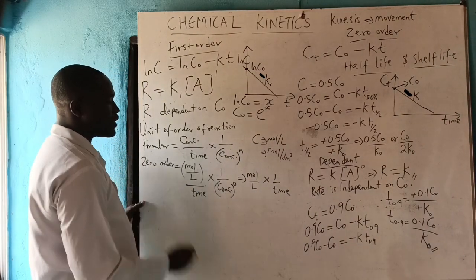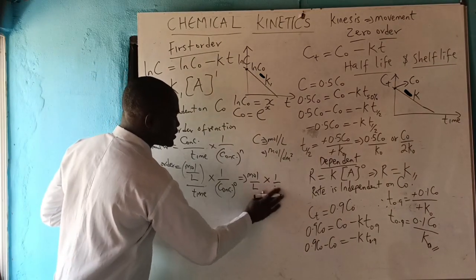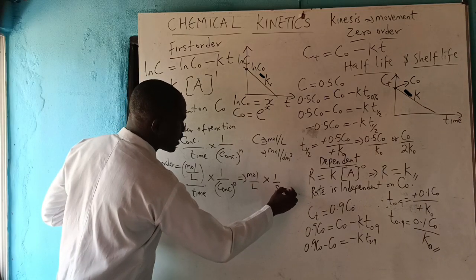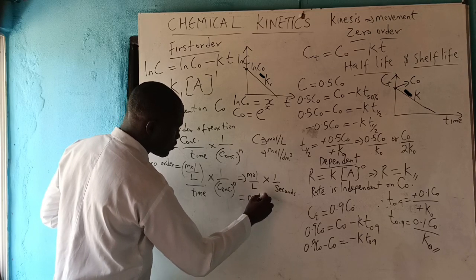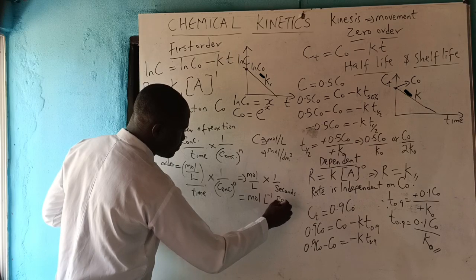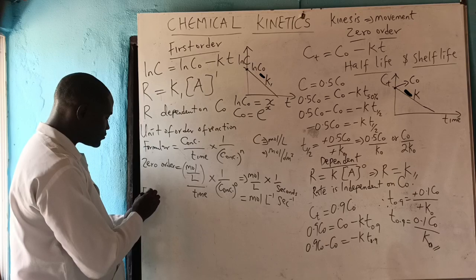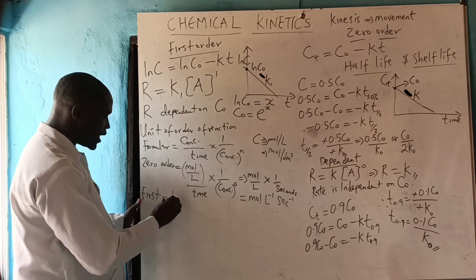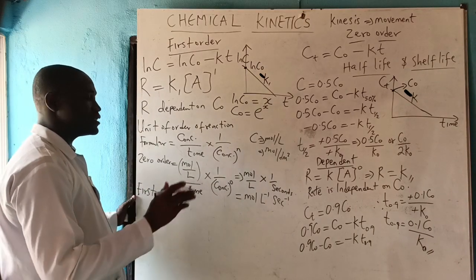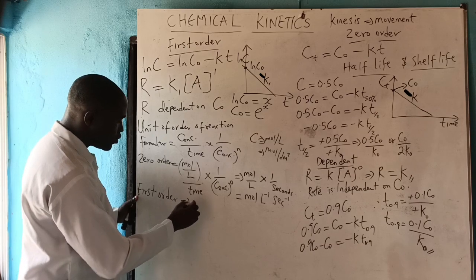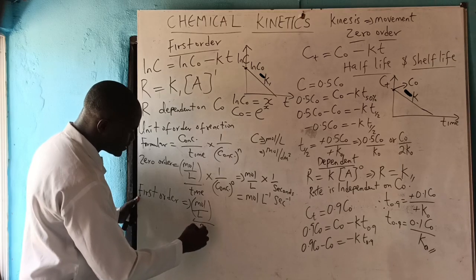Now, what is the unit of time? The unit of time can be in second, in minute, in hour. Let's say the time is in seconds. All over seconds. So we will be having it mole per liter per second. Then for first order, as we said in the starting point of the video, we will be concentrating on zero order, first order, second order. For first order, we say mole all over liter all over second.